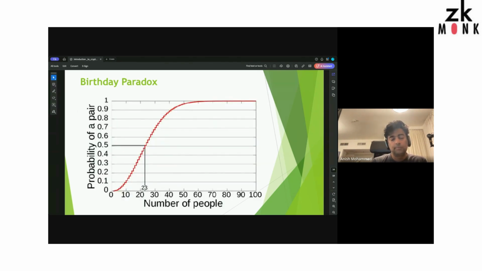This is where the probability comes in. It's Taylor's equation; you can go have a look at it. But the really interesting fact is that with just 23 people, you get a probability of 0.5. Essentially, with just 23 people in a room, you have a collision. So you can always think of birthday as a hash function.